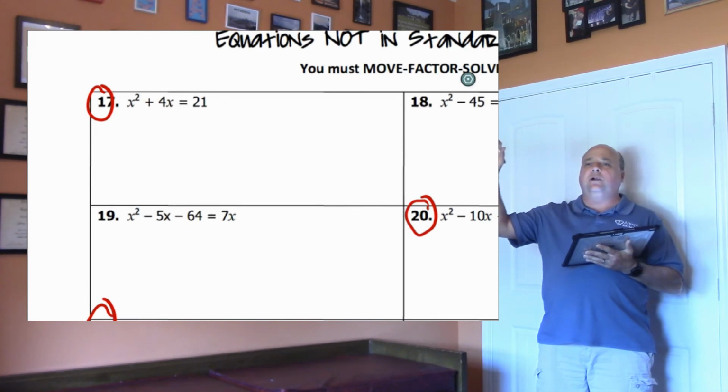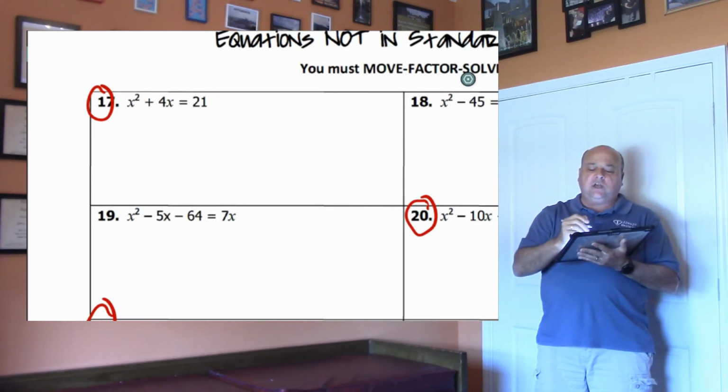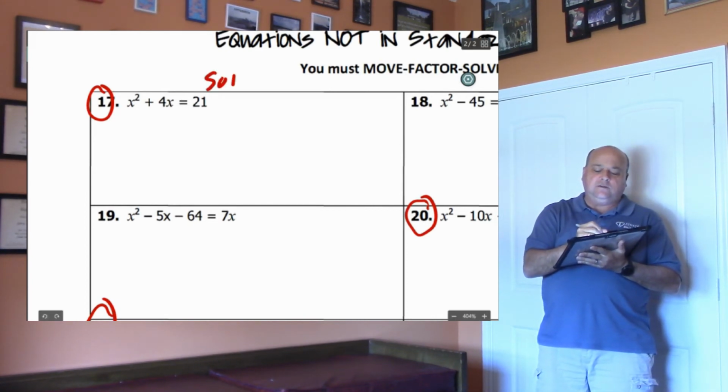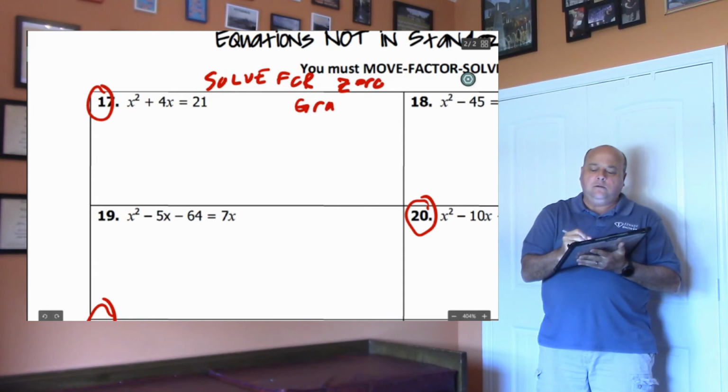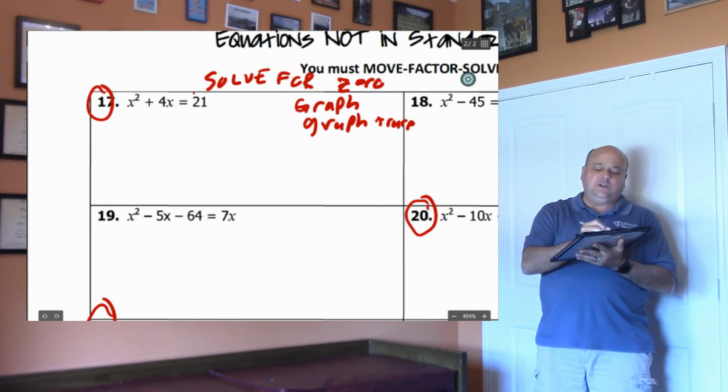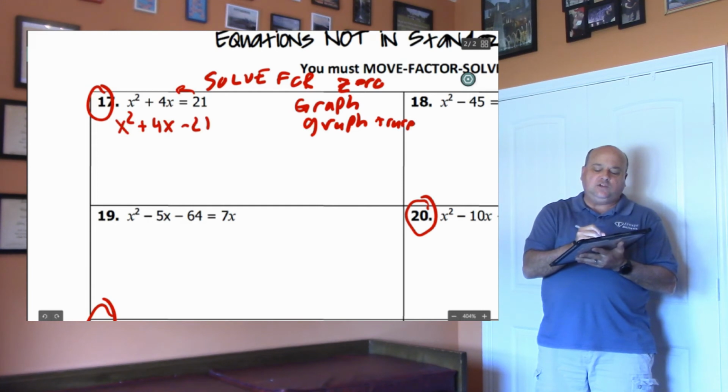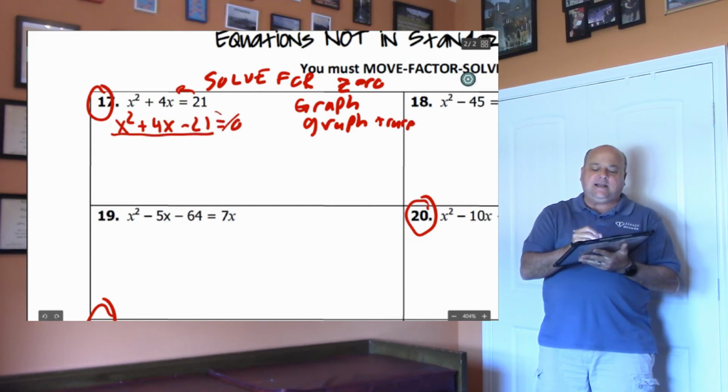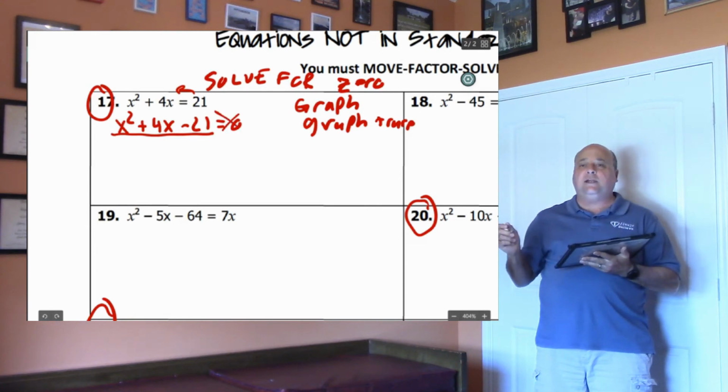It's just a little simpler to graph trace, okay? So solve for 0. Write that down. Solve for 0, graph, and then graph trace. Okay, so we're going to solve for 0. So we're going to move over the 21. X squared plus 4x minus 21 equals 0. This is what I'm going to graph. I do not type in the equals 0 on the calculator.